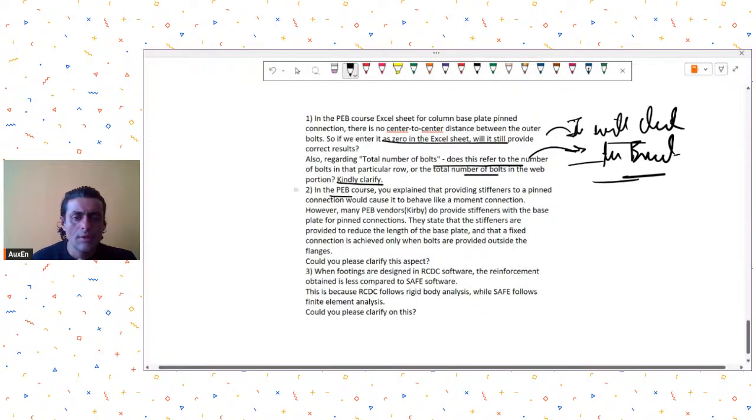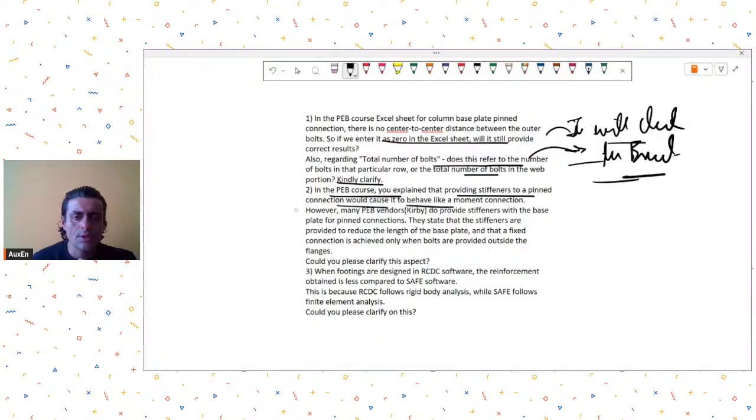Okay. In the PEB course, you explained that providing stiffeners to a pin connection would cause it to behave like a moment connection. However, many PEB vendors do provide stiffeners with the base plate for pin connection. They state that stiffeners are provided to reduce the length or span of the base plate, and that a fixed connection is achieved only when bolts are provided outside the flanges. Could you please clarify this aspect?